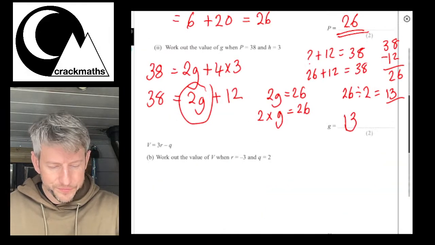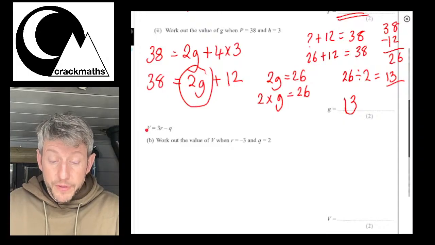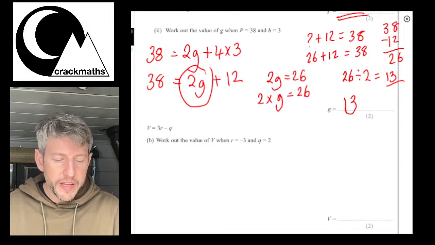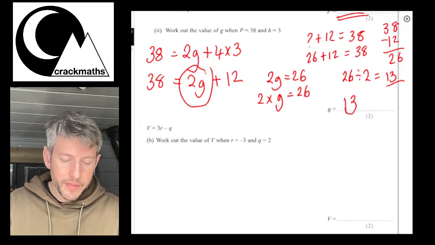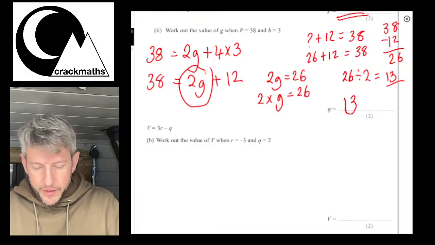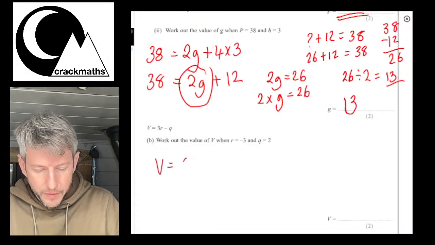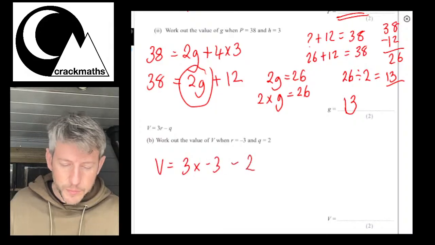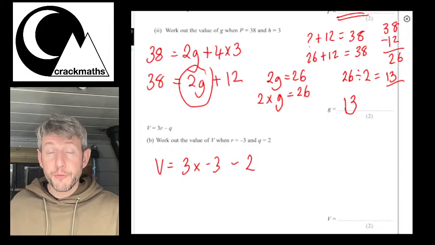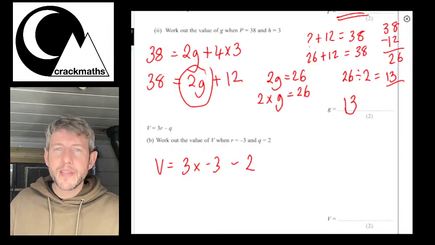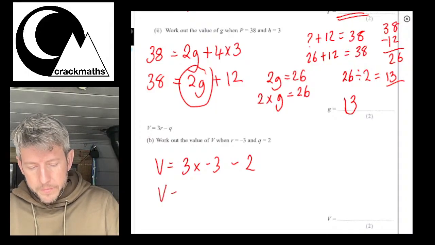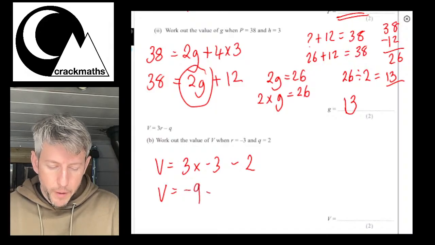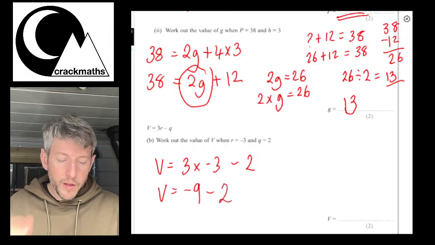Oh, we've got another formula. V equals 3R minus Q. Work out the value of V when R equals -3 and Q equals 2. So V equals 3 times -3 minus 2. 3 times 3 is 9, so 3 times -3 is -9. So -9 minus 2.